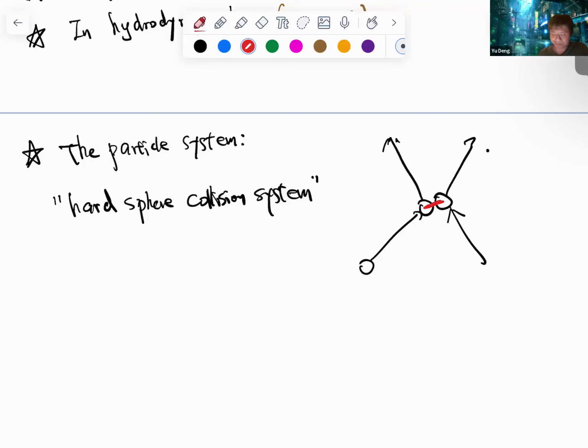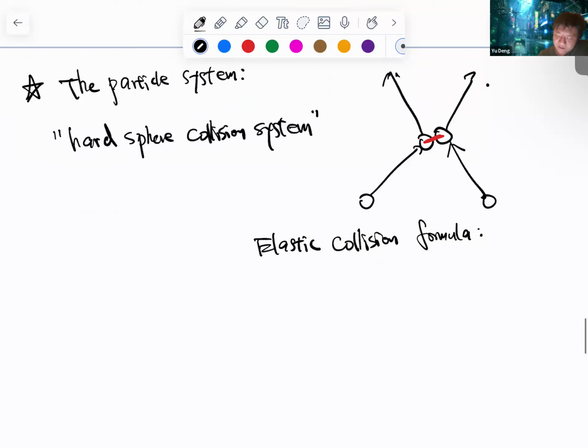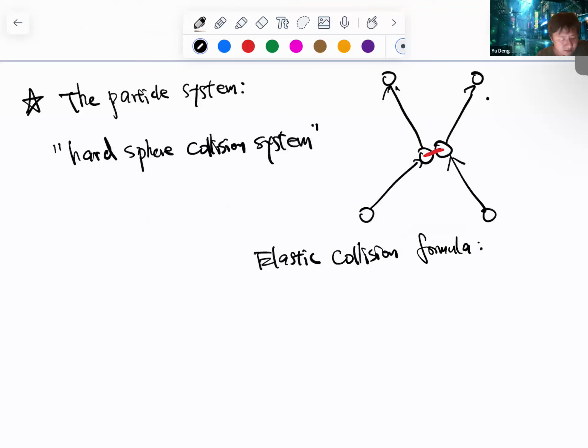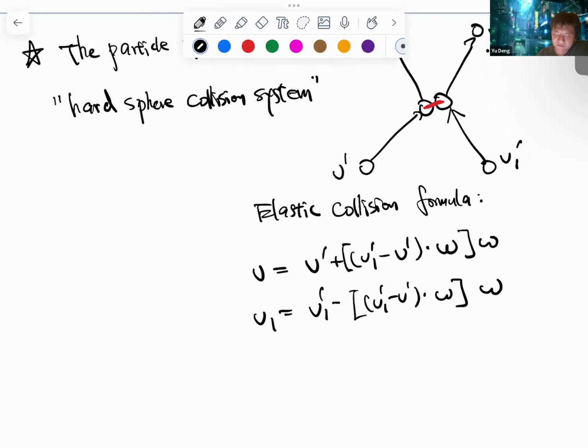If the particles have diameter epsilon, then there is an elastic collision formula. If the input velocities are v prime and v1 prime, and the output velocities are v and v1, then the output velocity v equals v prime plus (v1 prime minus v prime) dot omega times omega, and v1 equals v1 prime minus (v1 prime minus v prime) dot omega times omega, where omega is the direction of the vector that connects the centers of the particles.